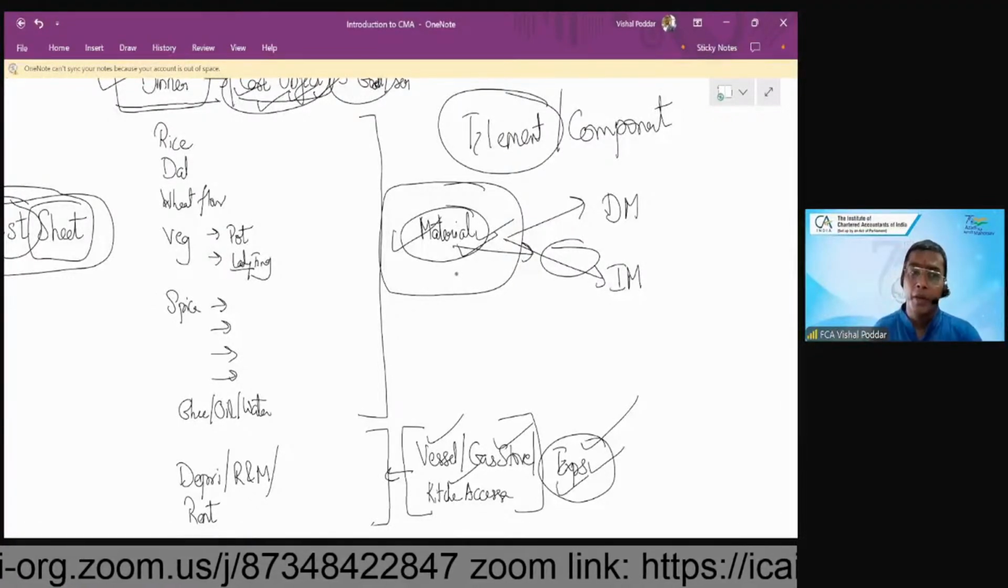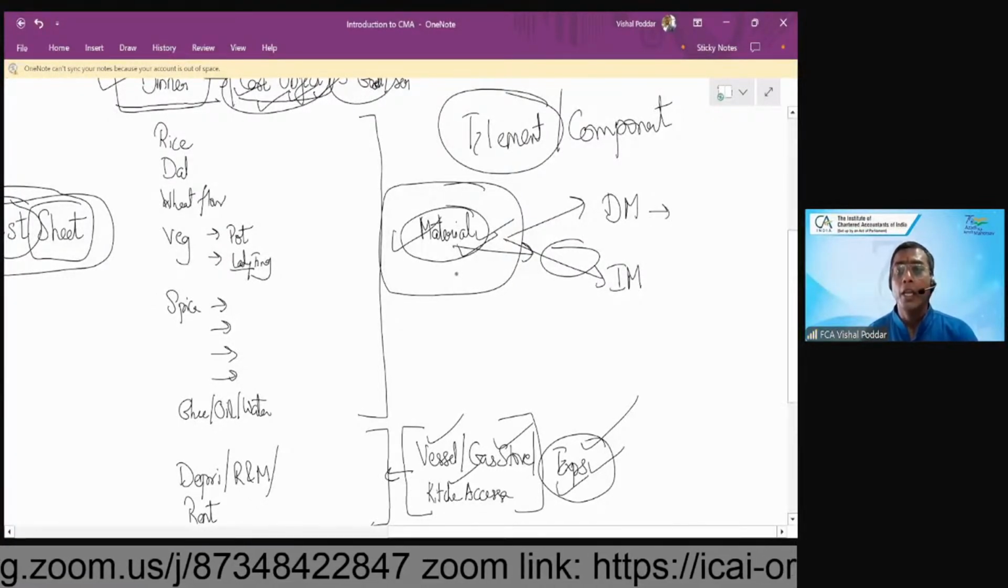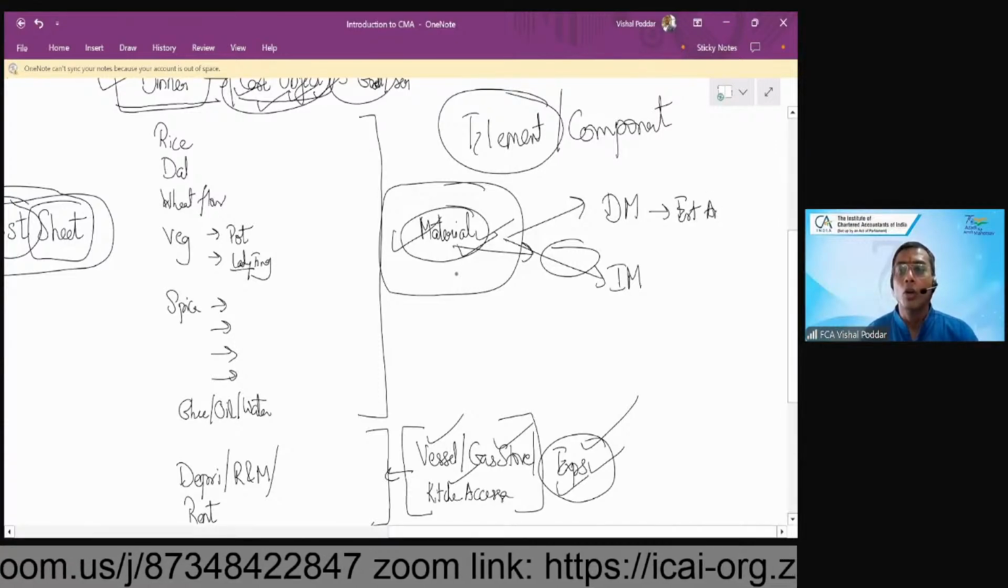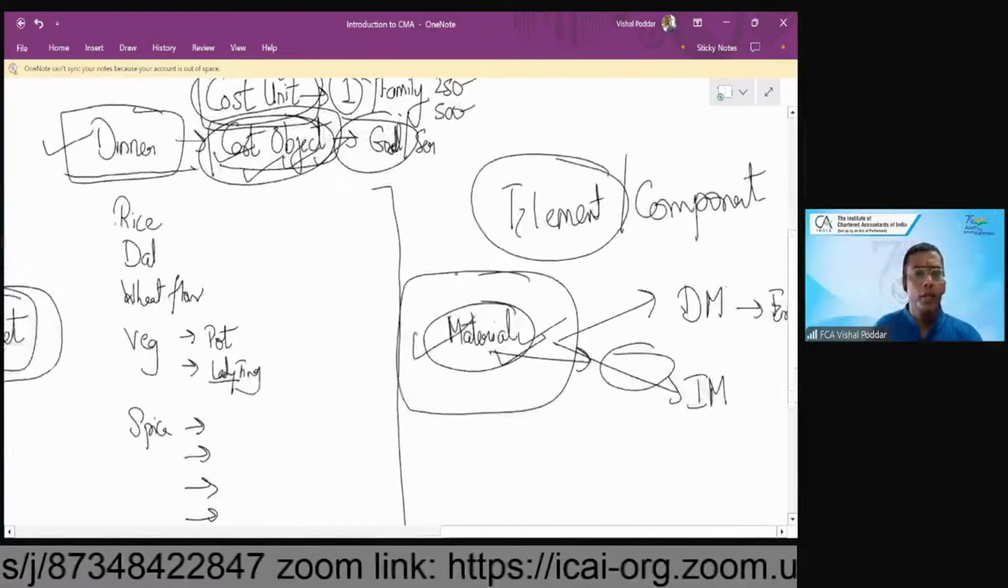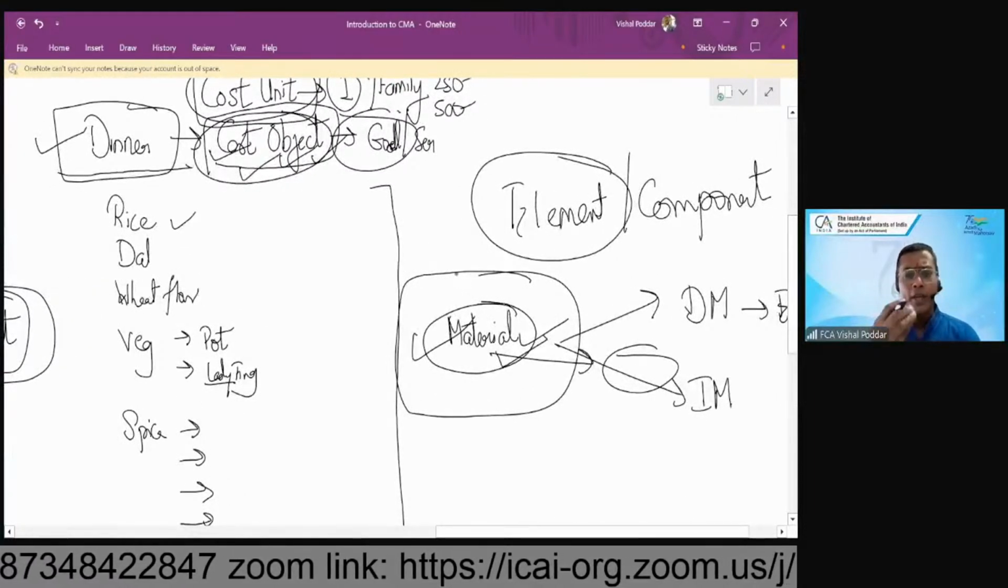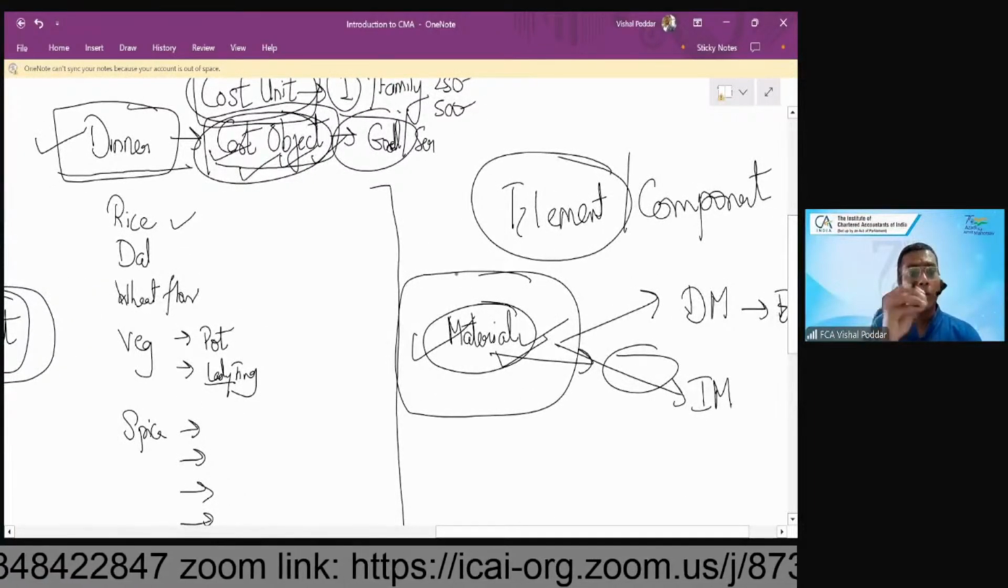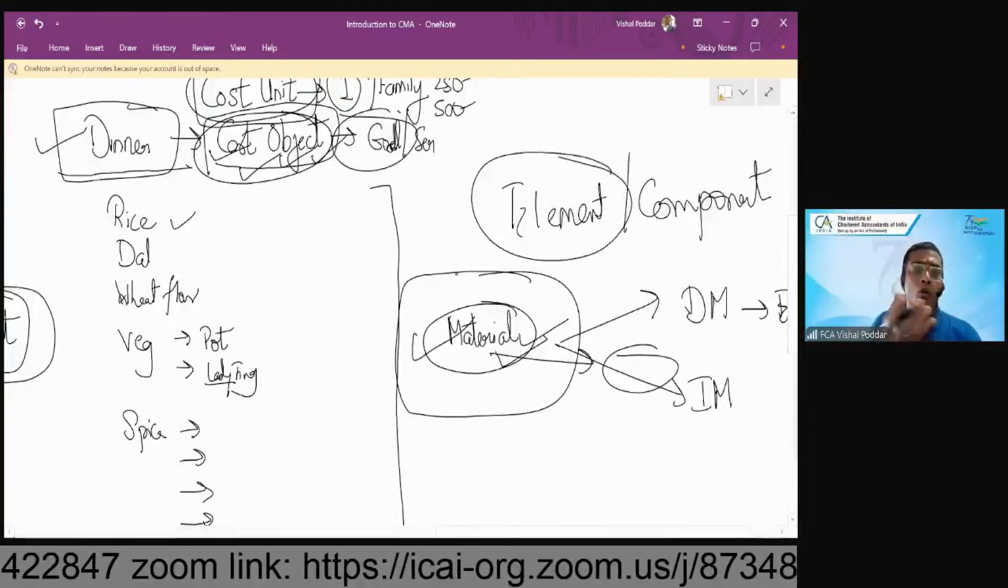I already mentioned in my previous example of CA course. Can you estimate the amount of how much of this material is required? Let us go item wise. Can I estimate how much rice is required? Yes, we can estimate it would be some grams or maybe 1 or 2 cups.